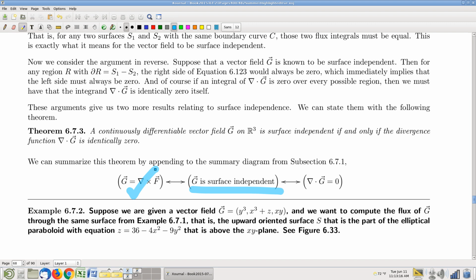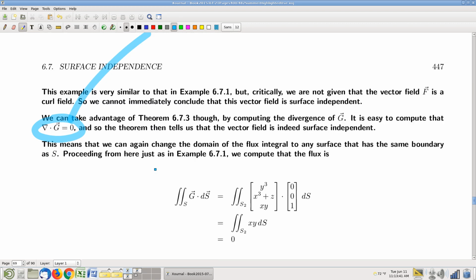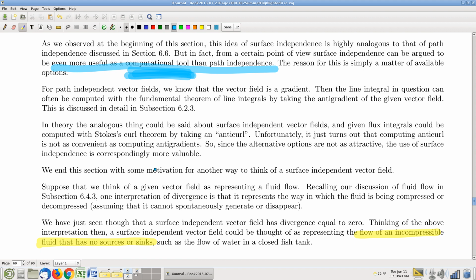Answer. We don't know how to compute anti-curls. It's hard. I didn't give you any tools for how to compute anti-curls because it's something that's beyond Math 212. I can't show you how to compute anti-curls. Right, so surface independence is your first hammer, in a sense. And therefore, arguably, it could be argued, surface independence is more important as a computational tool than path independence.